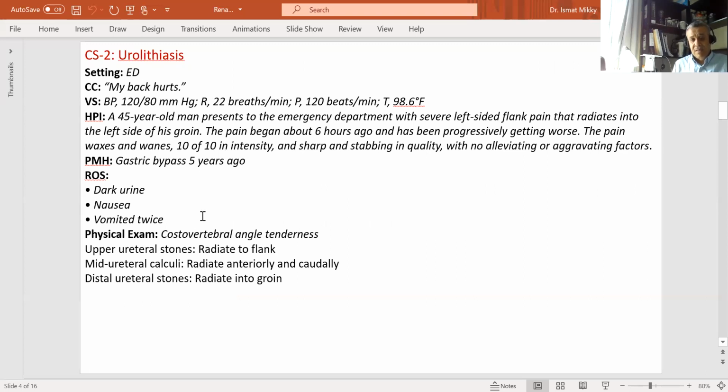Next is urolithiasis. So, case study: in the emergency department, my back hurts. There are the vital signs. Here's the HPI, the history of present illness.